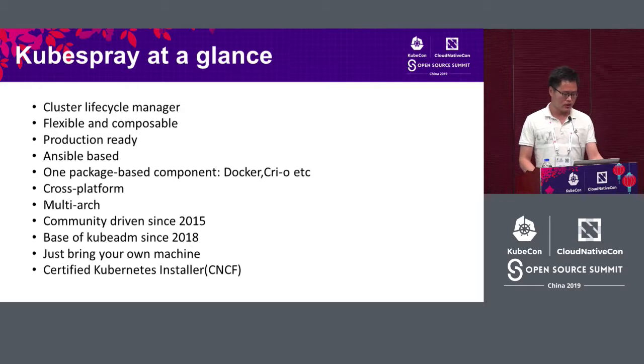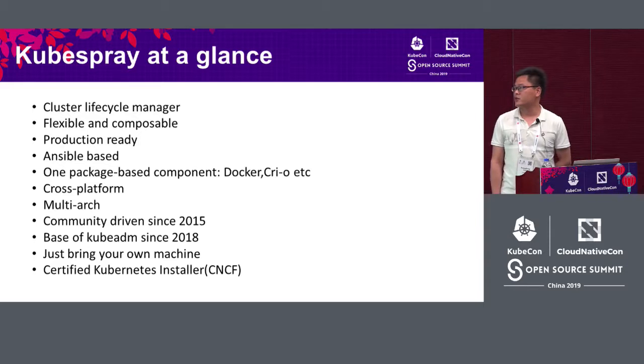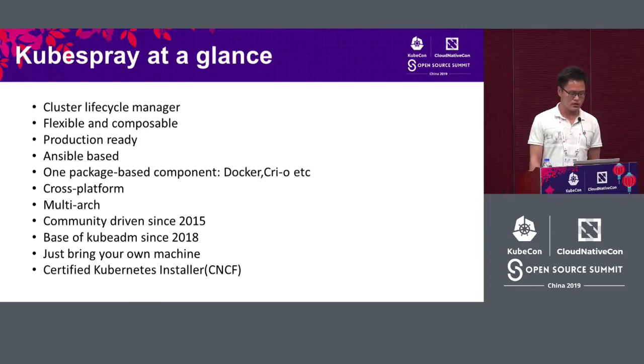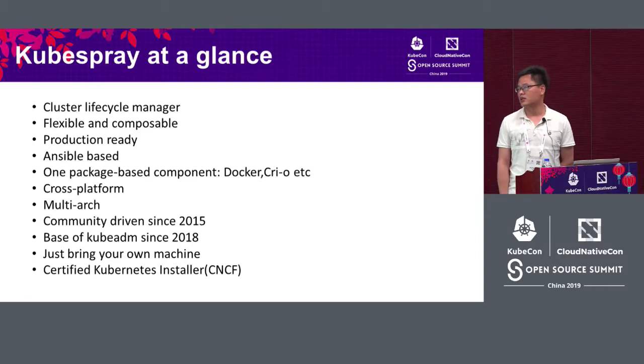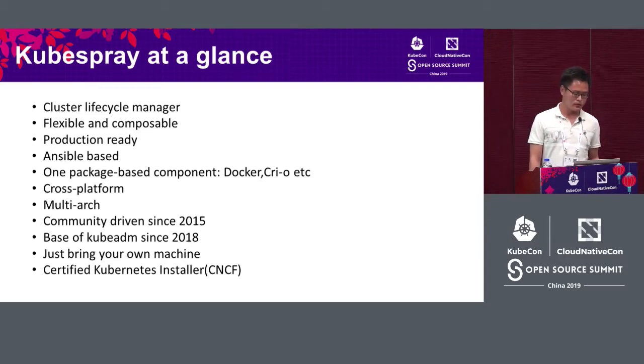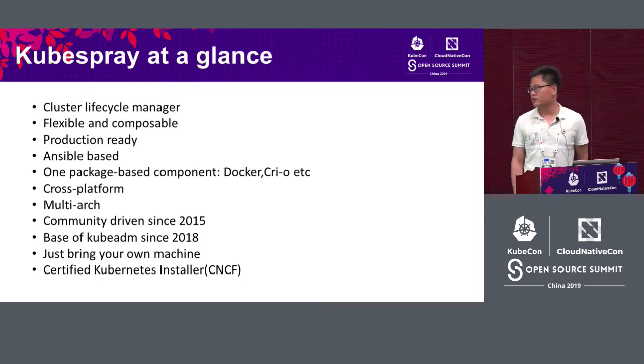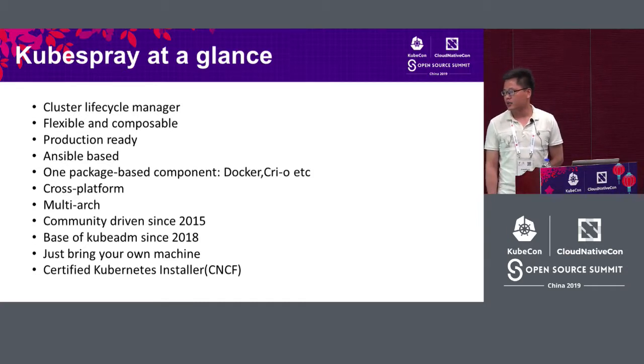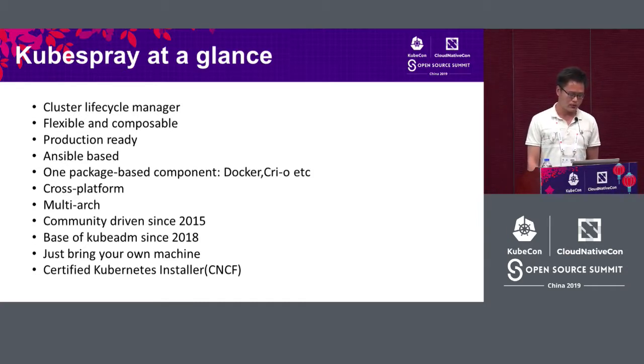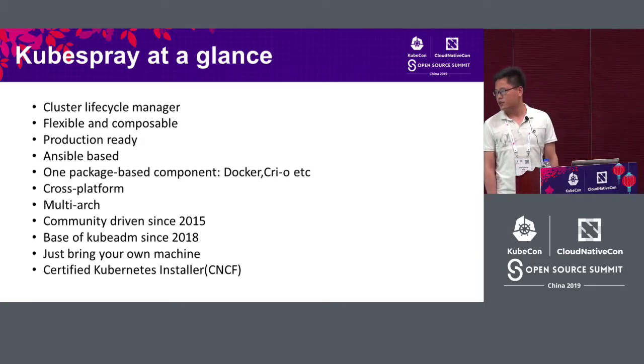Now, let us look at Kubespray in greater detail. Kubespray is a cluster lifecycle manager. It is composable, very flexible, production ready, and based on Ansible. You only need to install a system, for example, Docker, CRI-O, RPM package, or Debian. It supports cross-platform and cross-architecture deployment.